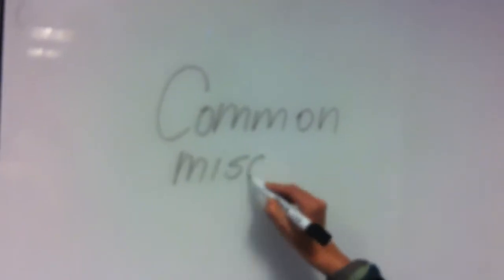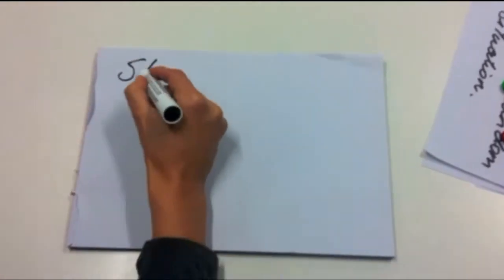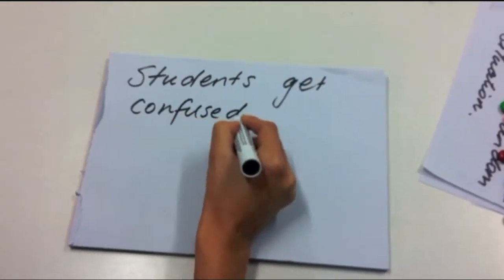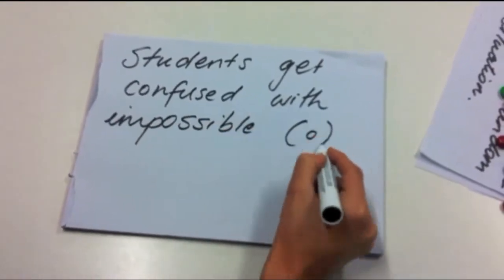Are there any common misconceptions I should know about? Students get confused with impossible, which is always 0, and unlikely.